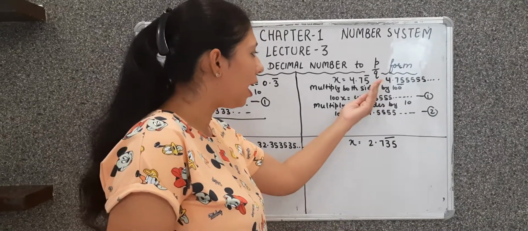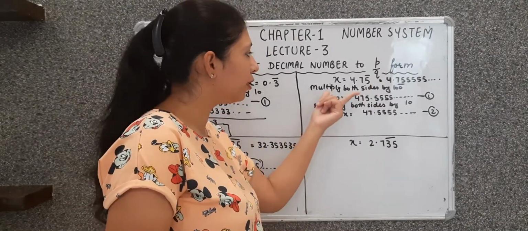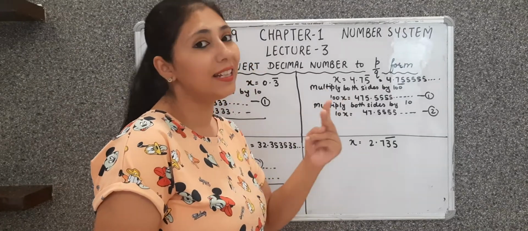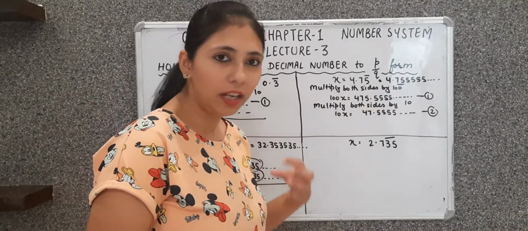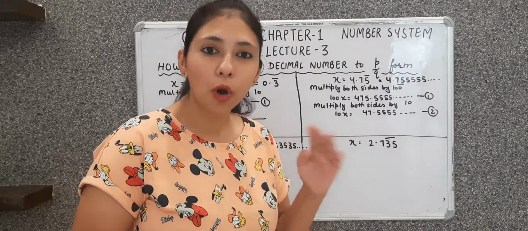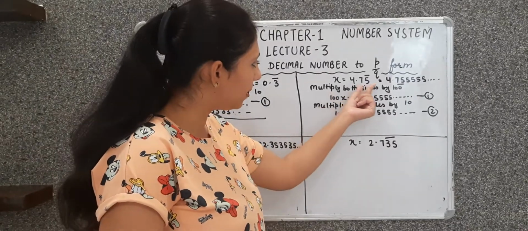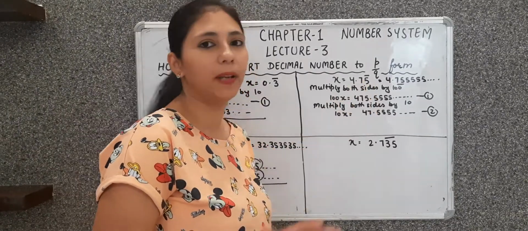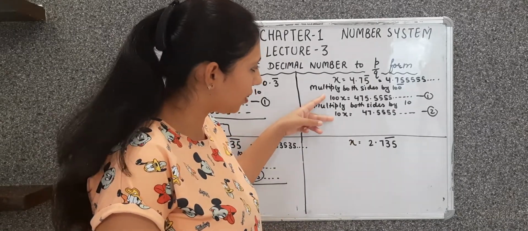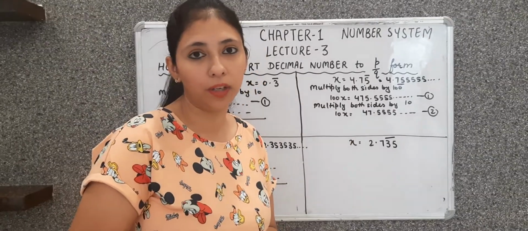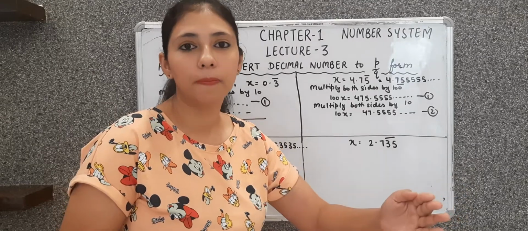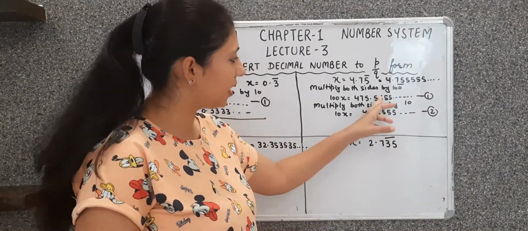So I did 2 steps. In the first step, I shifted all the numbers. For that, I multiplied with 100. In the second step, I shifted only the number which is not repeating. So first step, I multiplied with 100. Second step, I multiplied with 10. So I got these two equations. Now, if I subtract these two equations, the after decimal part will finish because it's the same after decimal.